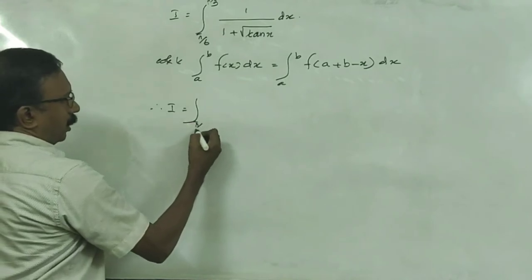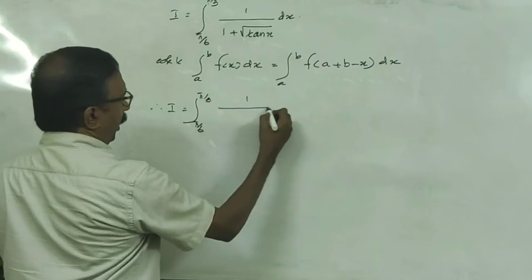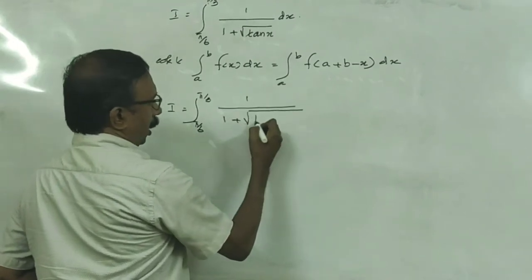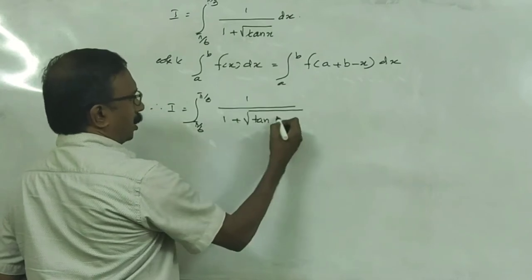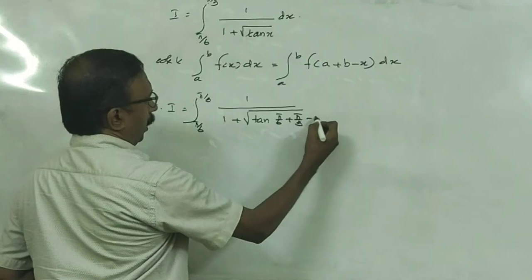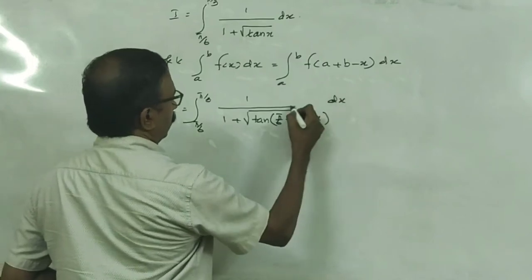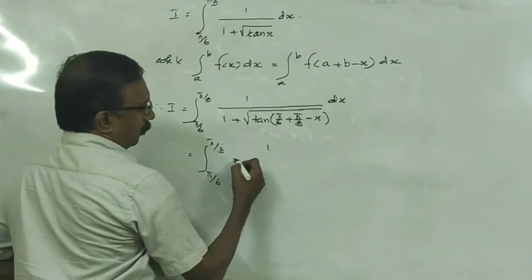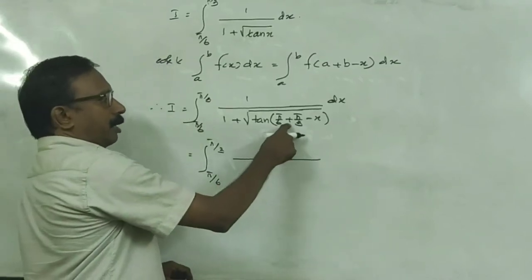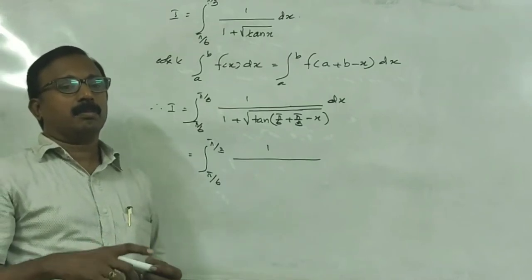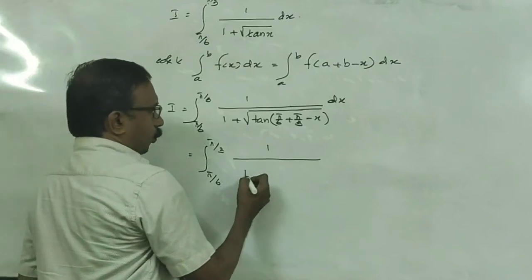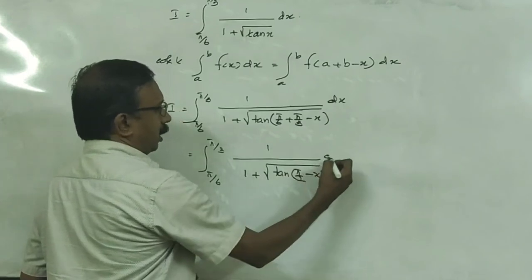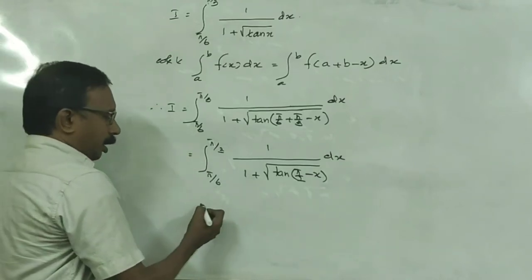integral of pi by 6 to pi by 3, 1 divided by 1 plus root of tan of a plus b, that is pi by 6 plus pi by 3 minus x, into dx. Pi by 6 is 30, pi by 3 is 60, 30 plus 60 is 90. That is 1 plus root tan of 90, that is pi by 2 minus x, into dx. Tan of 90 minus theta is cot theta.